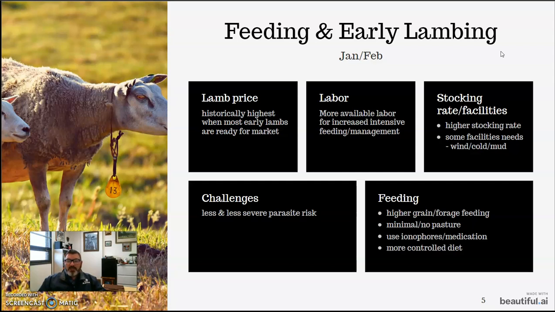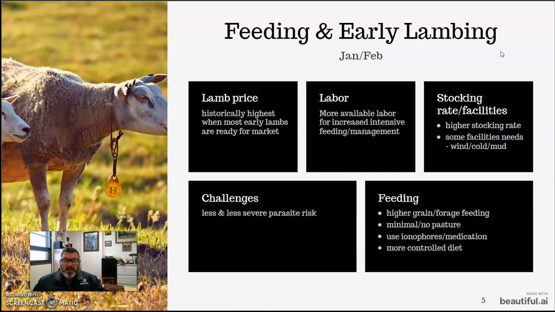Challenges, of course, there's not many here to list. And really a benefit of the early lambing is there's less and also less severe parasite risk. It's just simply too cold for a lot of those parasites to be coming out of dormancy, and so you have less opportunity for them to put pressure on what's going on.